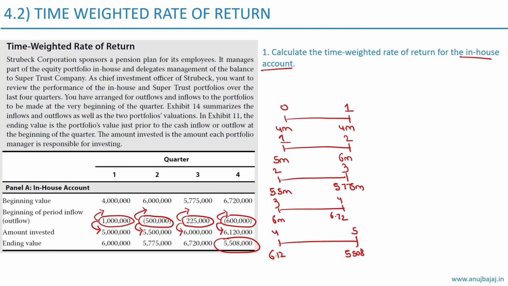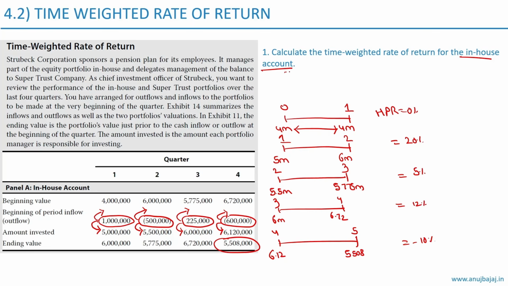So we have 5 sub-periods and we need to calculate the holding period return for the sub-period. So for the first sub-period, there is no change in value. So the holding period return is 0%. For the second sub-period, it is 20%. For the third, it is 5%, 12% and negative 10%.